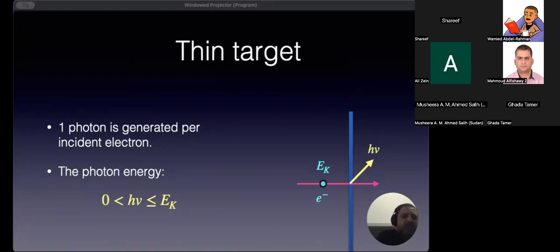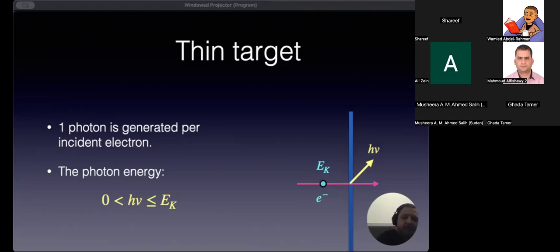The assumption is that in this thin target, the electron is going to generate one photon, and that's it. So the electron is not going to interact multiple times. This electron is just going to generate one photon from this thin target. The maximum energy of this photon would be equal to the kinetic energy of the electron. This is if the electron, for example, had a direct hit with the nucleus, all the way down to zero.